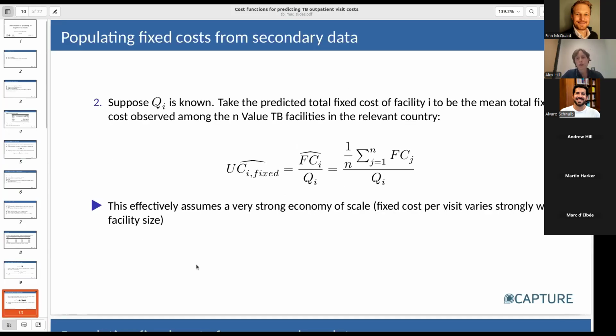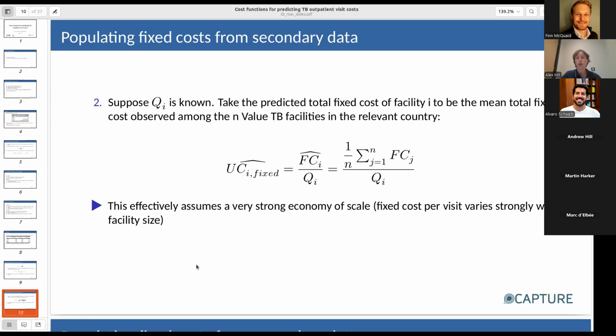At the other end of the scale, you could, rather than looking at the average fixed cost per visit, look at the average total facility fixed cost in the data set, and then adjust that for the known scale in your new setting. So Q_i here is scale, volume of services provided. This is making a very strong assumption in the opposite direction, right? This is assuming a very, very strong economy of scale.